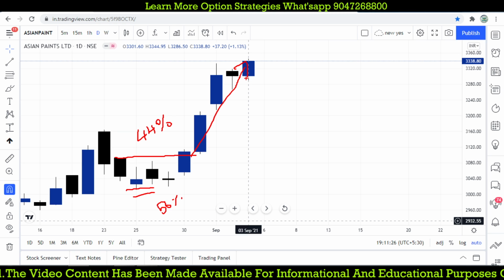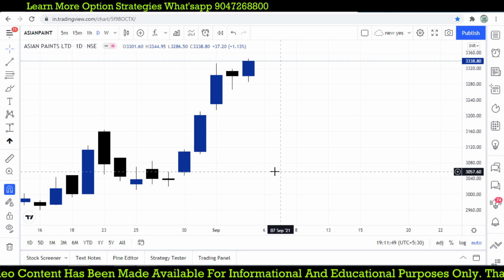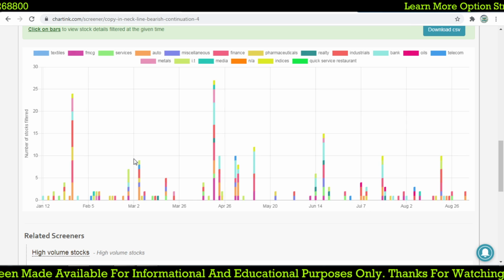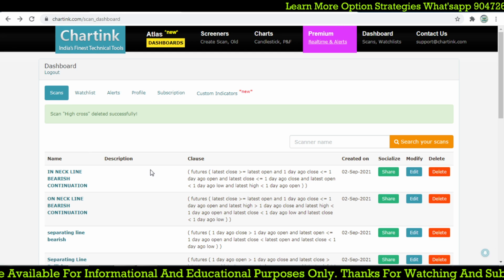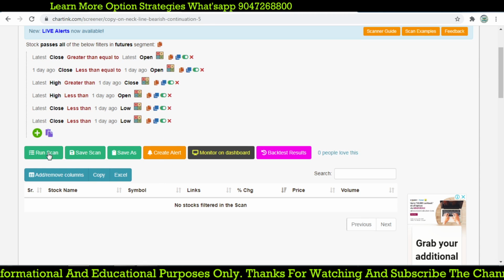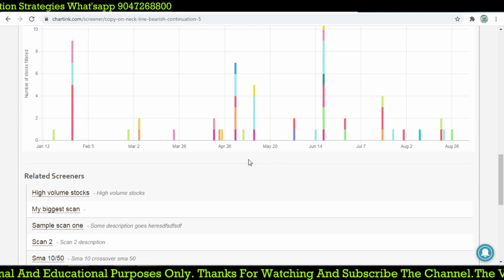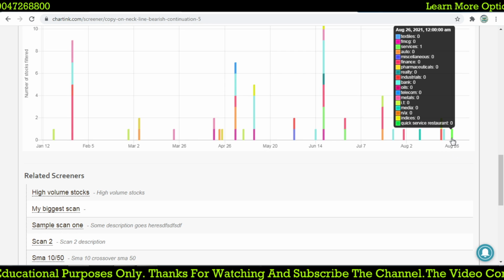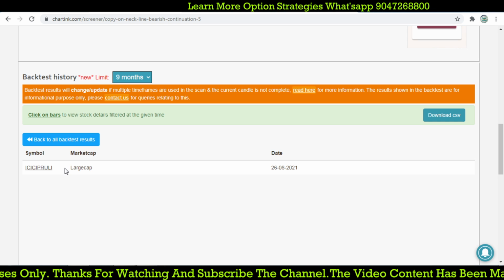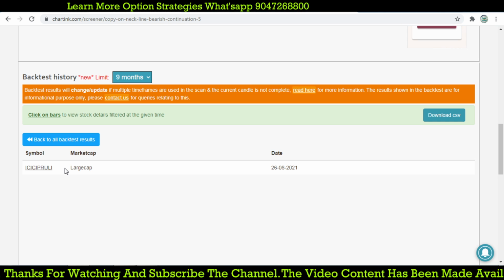So that is the candlestick pattern power. If you have understood, you can use it. Okay, so this is the in neck pattern, right? Let's go for the on neck pattern. Both we have created here, and we will run the scan and find such small stocks. On 26th August we got ICICI Prudential, the same, because both patterns are the same.